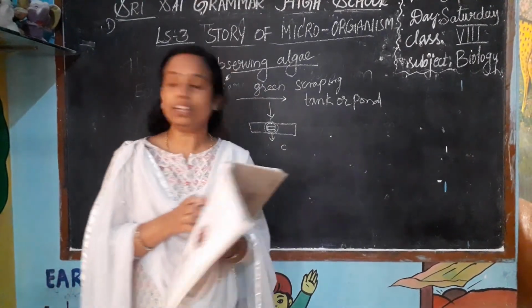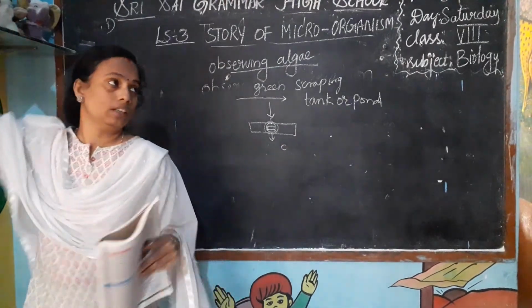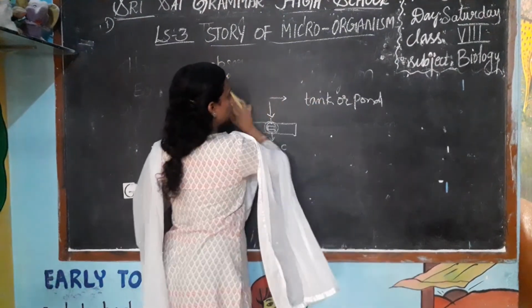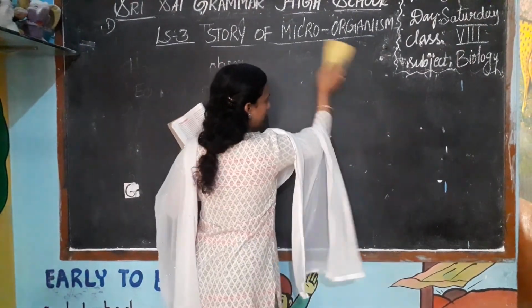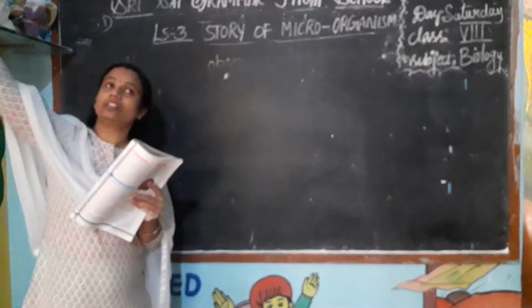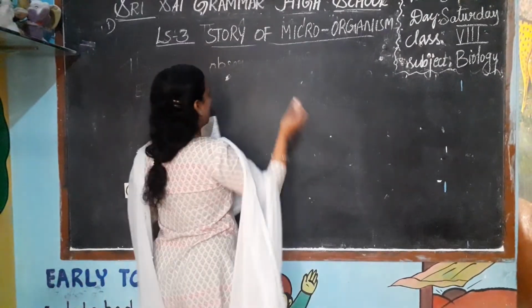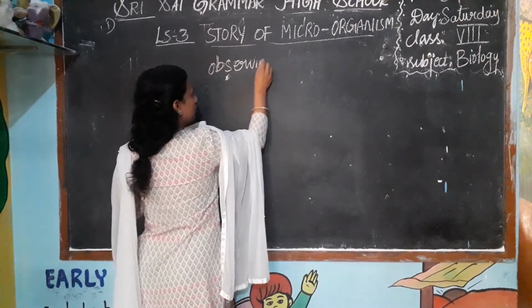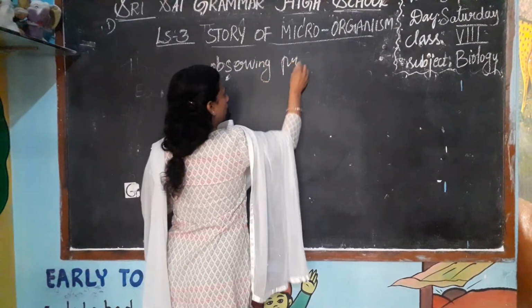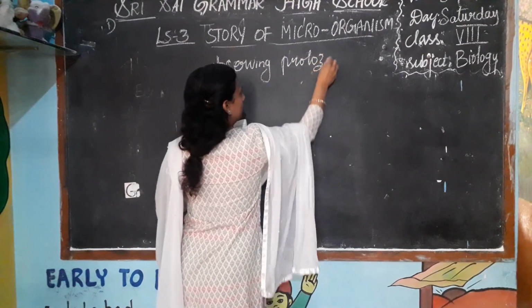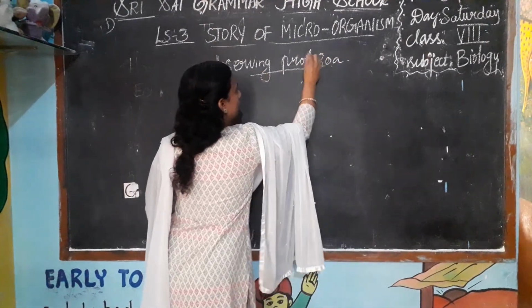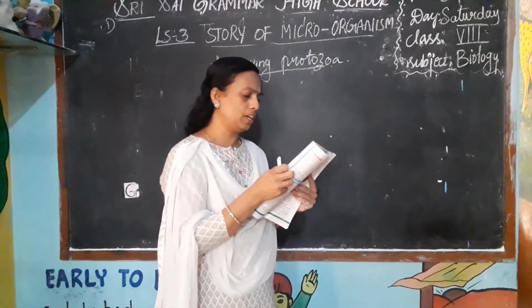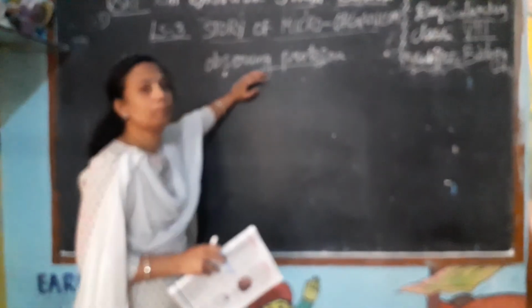How to observe the protozoan? We have to observe the protozoa. Protozoa, can you give one example? Protozoan, amoeba. Observing the protozoa. The other group of microorganism, protozoa, they are also one type of microorganism.